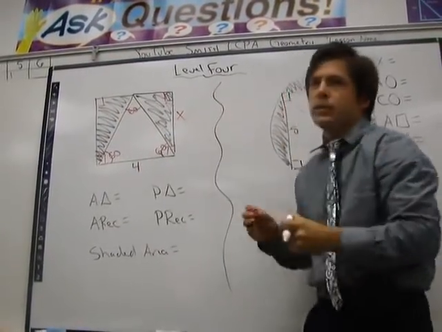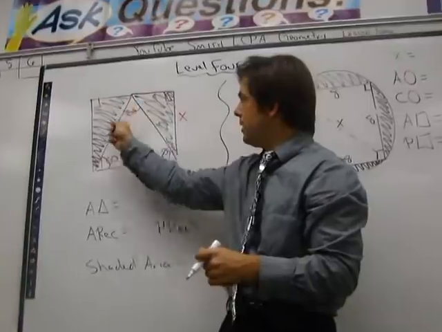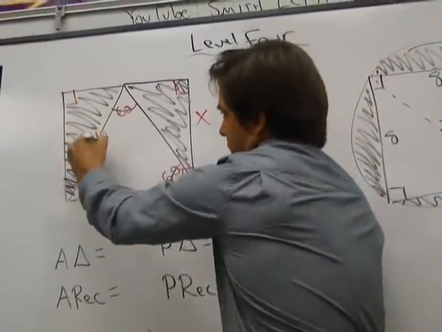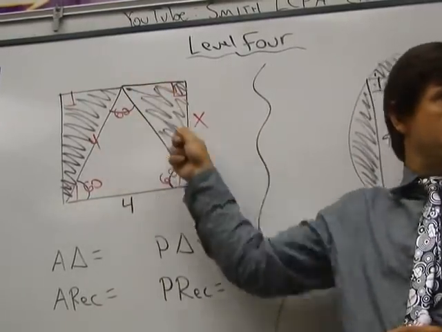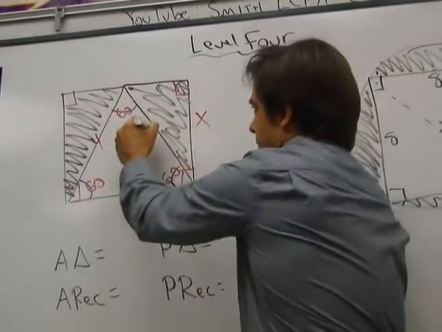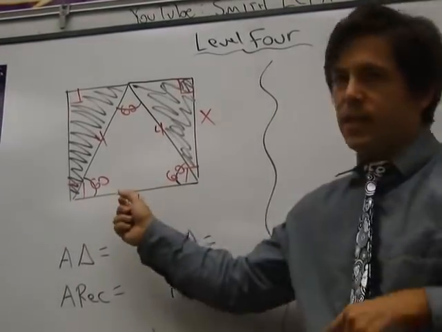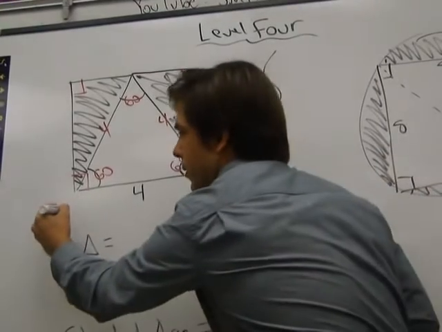60, right? So that makes an equilateral triangle. So how long would this be? 4. Why is it 4? Because it's equilateral. How long would this one be? 4. So now, we know our equilateral triangle area formula is S over 2 squared square root of 3.